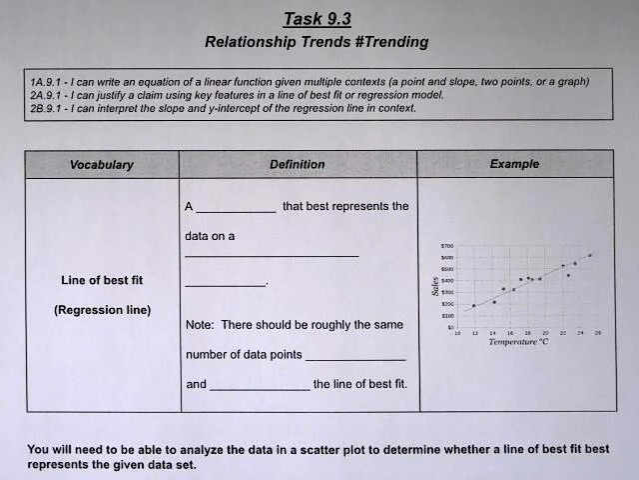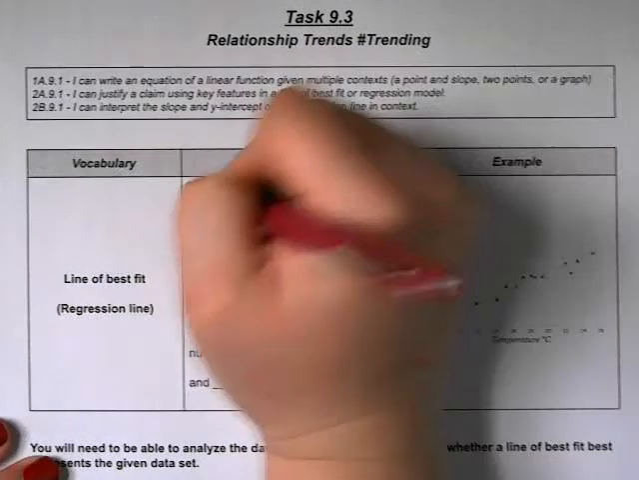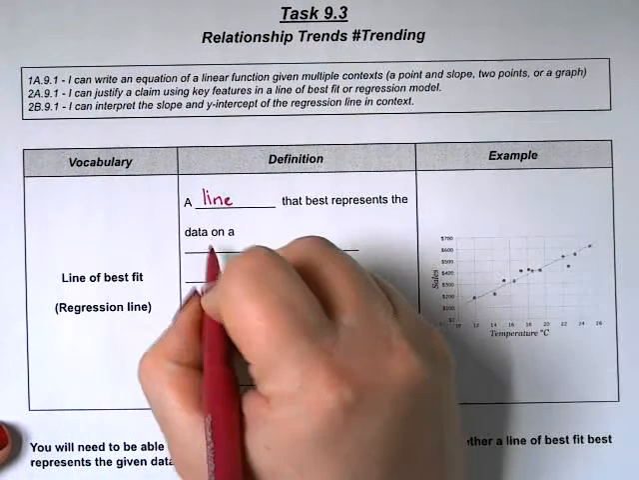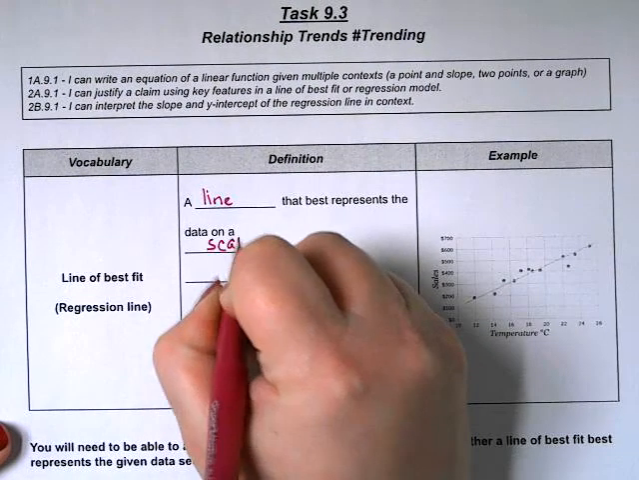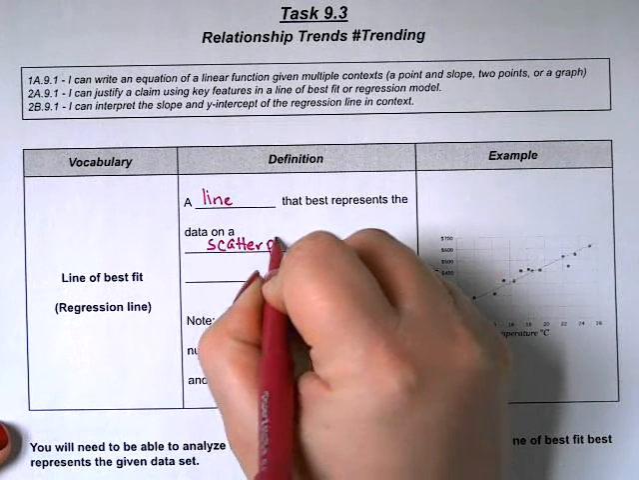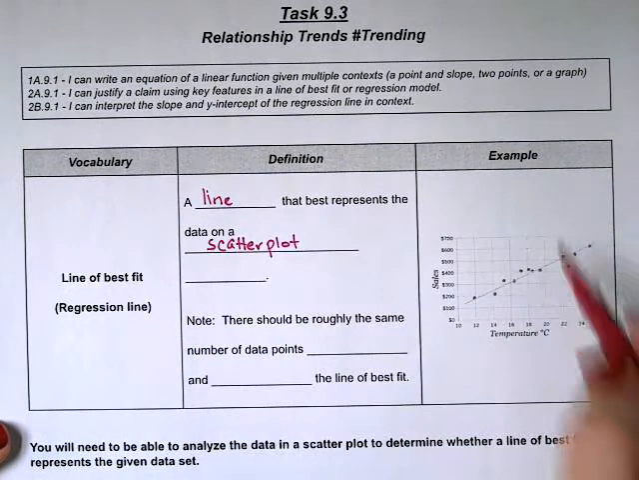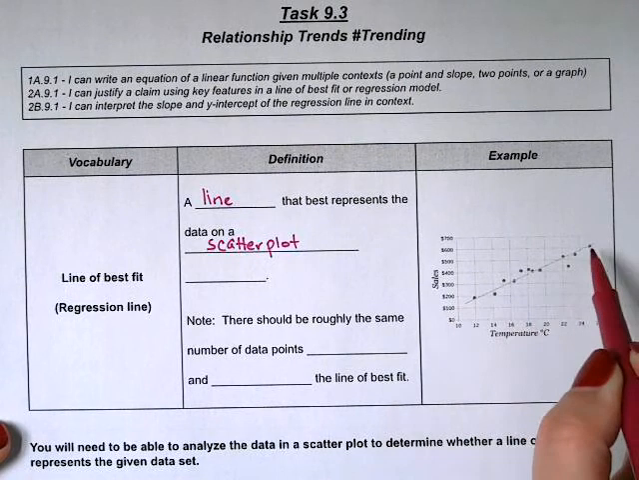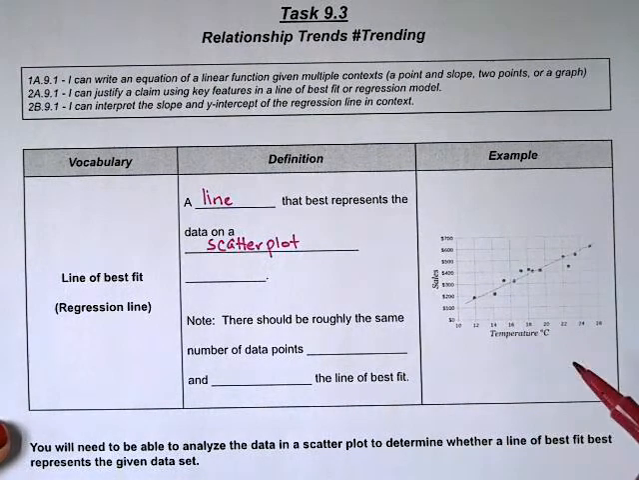So we're going to start by talking about the line of best fit. So we also call this the regression line. You need to be comfortable hearing it said both ways, right? So line of best fit and regression line are the same thing. And what that is, it's a line that best represents the data on a scatter plot. So for example, if we look at this scatter plot over here, there's this line drawn through the middle of all of the points here. That's your line of best fit, or your regression line.